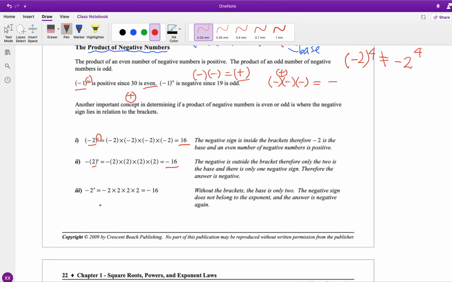Now, this one again still means this is a power, this one is a power, but in front of it is a negative sign. So then it's negative 16.